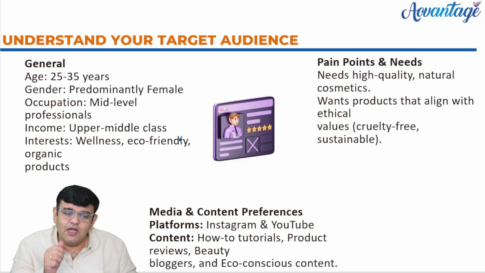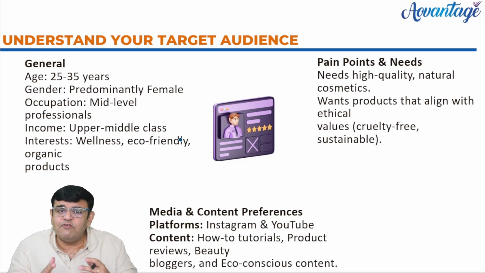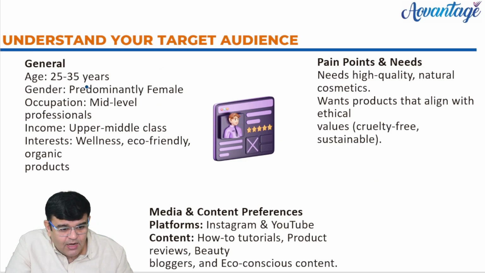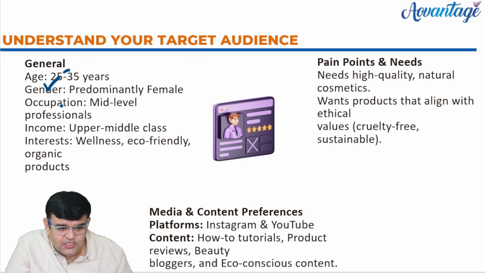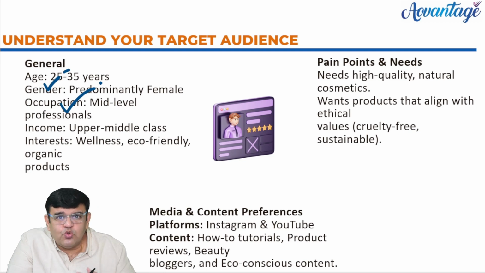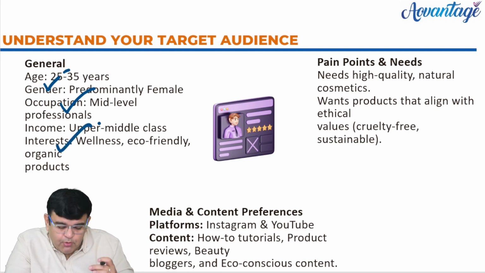Next. Number 2, understanding our target audience. We've talked about it, so let's look at our particular target audience. It is a woman who is 25 to 35 years of age. These are professionals, upper middle class, so the premium products can go in well there. Interests are wellness, eco-friendly, organic products, right? And that's where our product fits in.